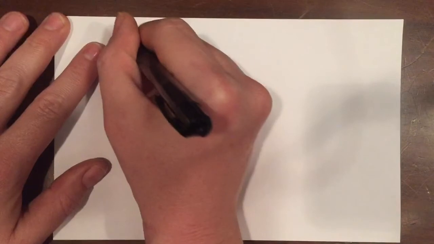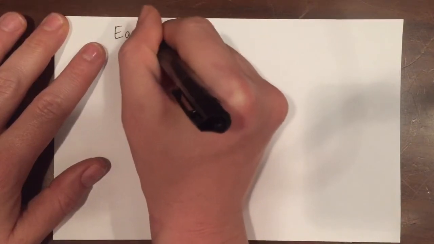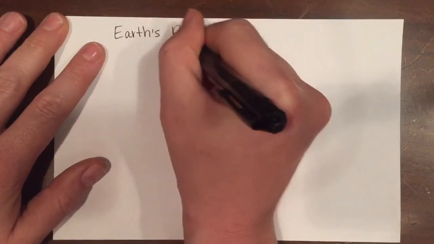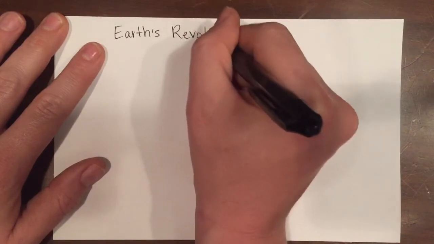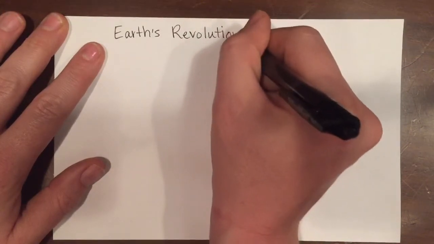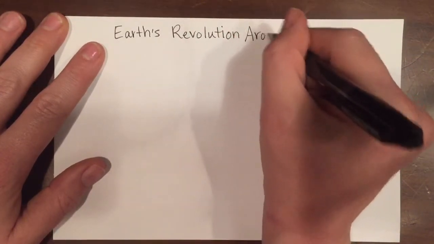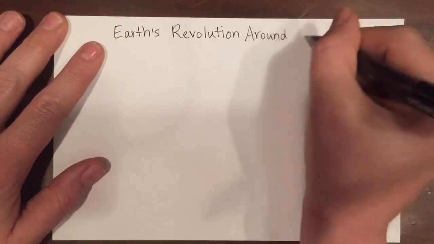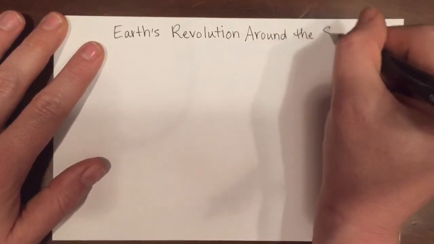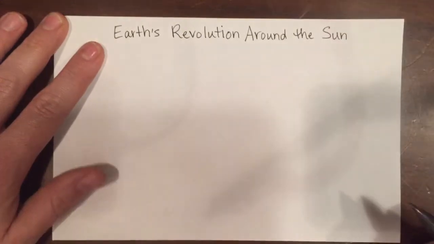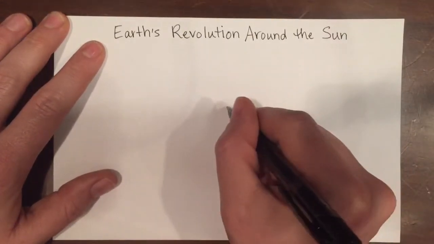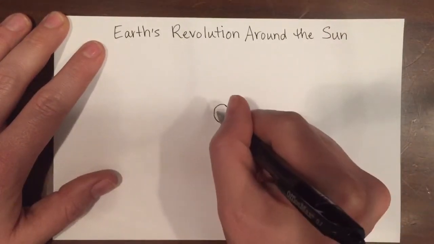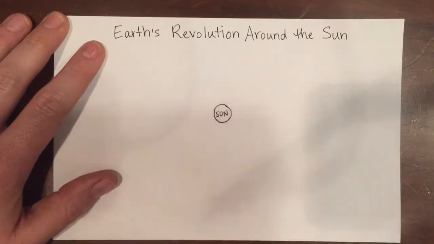So here we go. I want you to put at the top of your paper, Earth's revolution around the sun. We're going to start out with the sun in the center. Sun.